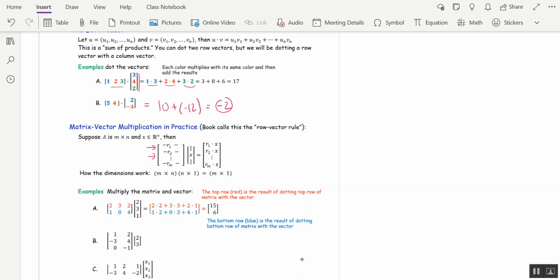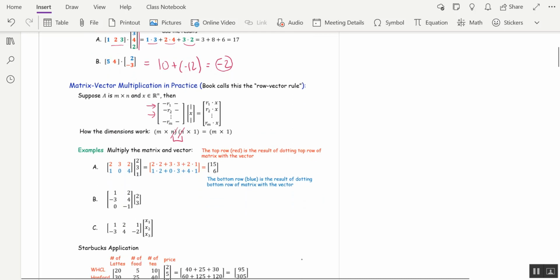And here's how the dimensions work. If we take an m by n, so we've got m rows, n columns, and multiply it by a vector with n rows and 1 column, these two dimensions have to match. The inside dimensions have to match, they'll cross out, and what you'll get is a vector with m rows and 1 column. So here's a couple of examples.